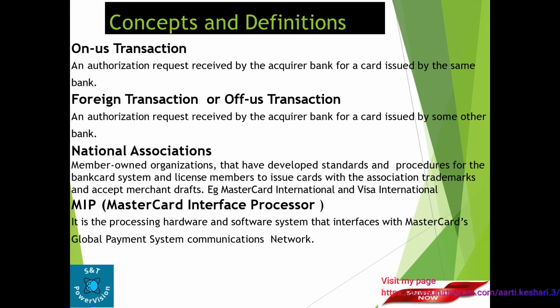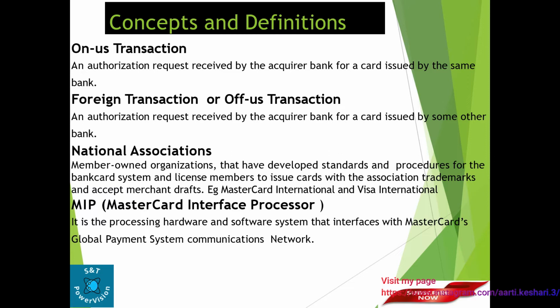On-us transaction: an authorization request received by the acquirer bank for a card issued by the same bank. In general terms, suppose we are holding a Citibank card and we go to Saravana for shopping, and Saravana also has the POS machine provided by Citibank. Citibank has done all the setup to accept the transaction. That is called an on-us transaction. Now a foreign or off-us transaction: suppose we are holding a Citibank credit card and we go to some retail shop, say Saravana or any other retail shop. They are holding, instead of Citibank, an ICICI Bank or HDFC Bank POS machine. In that scenario, this is called a foreign or off-us transaction.